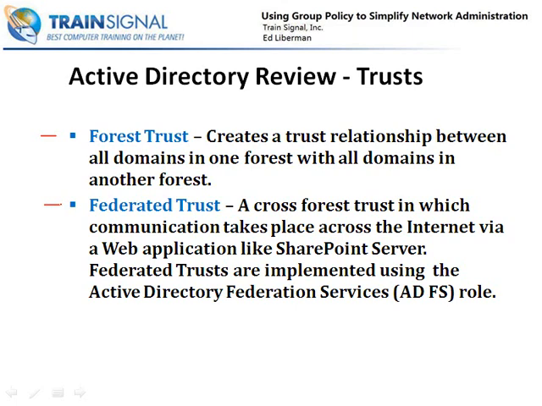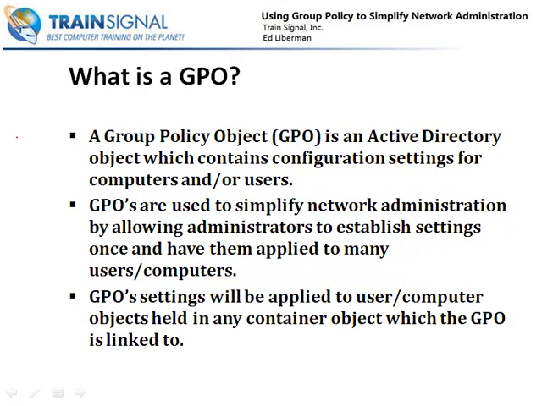So if you're doing this across the internet, you can use web applications to go ahead and provide access to those specific resources. So now that we know what the basic structure of Active Directory is, we need to talk about one special type of object that you'll find in the Active Directory database. And that's called a group policy object, or what's more commonly referred to as simply GPO. Now, a GPO is an Active Directory object which contains configuration settings for computers and/or users.